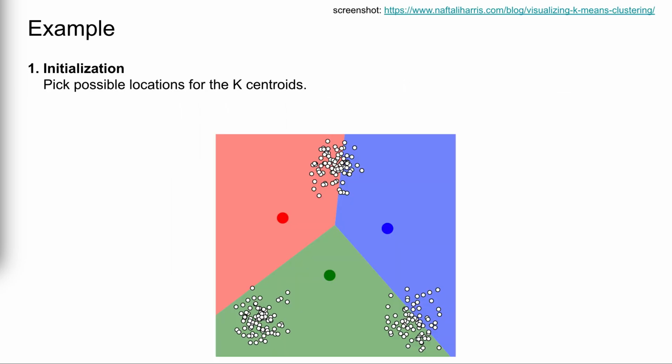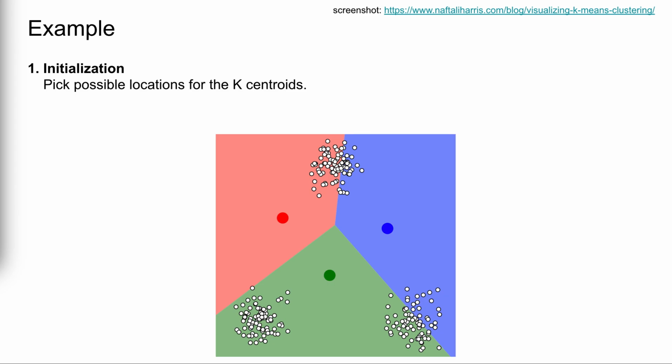Throughout the remainder of this example, I'll be posting screenshots from a helpful app built by Naftali Harris. In this picture, the white dots represent the raw data points, their x and y coordinates representing their measurements on 2 features. With respect to these 2 features, there seem to be 3 distinct clusters of points. And let's see if our 3-cluster k-means algorithm can detect these. And spoiler alert, it will.